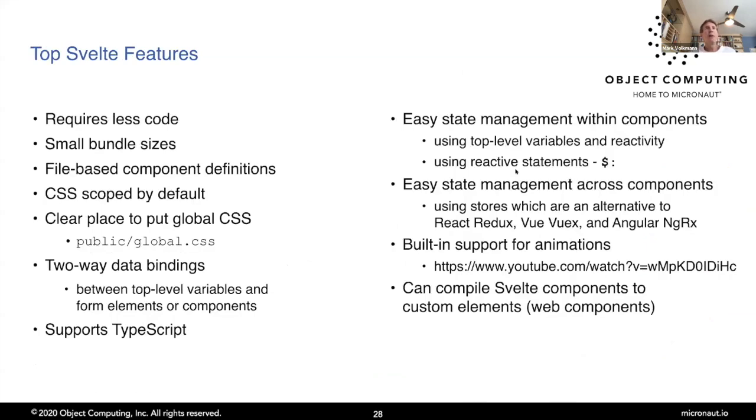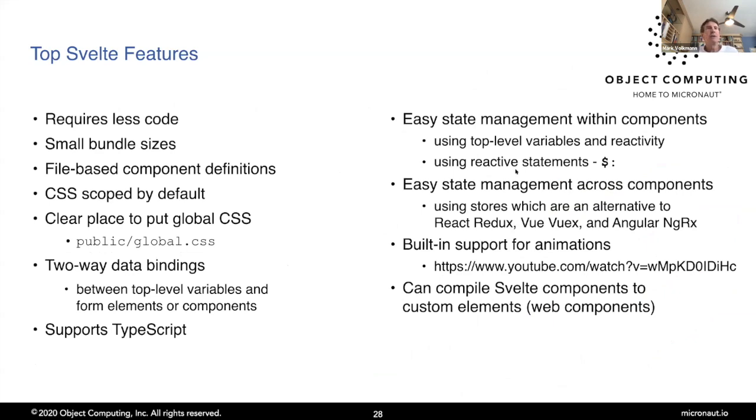Okay, so these are some of what I view as the top features of Svelte. First is that you write less code to get things done than you do in the other frameworks. And after you experiment with Svelte for a bit, that'll really become apparent if you go back to the other frameworks, how much more code you're writing. Another feature is small bundle sizes.